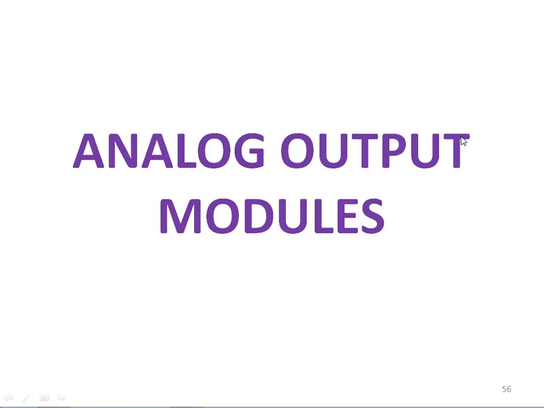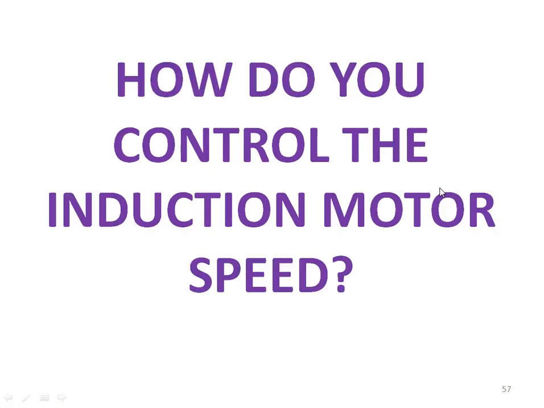Hello students, let us discuss the analog output module. Last class I explained the various analog input modules. You know very well that an analog input module converts an analog signal into equivalent digital values. If we give a voltage, it will be converted into a number, but in an analog output module the number will be converted into voltage. That is the difference between analog input module and analog output module.